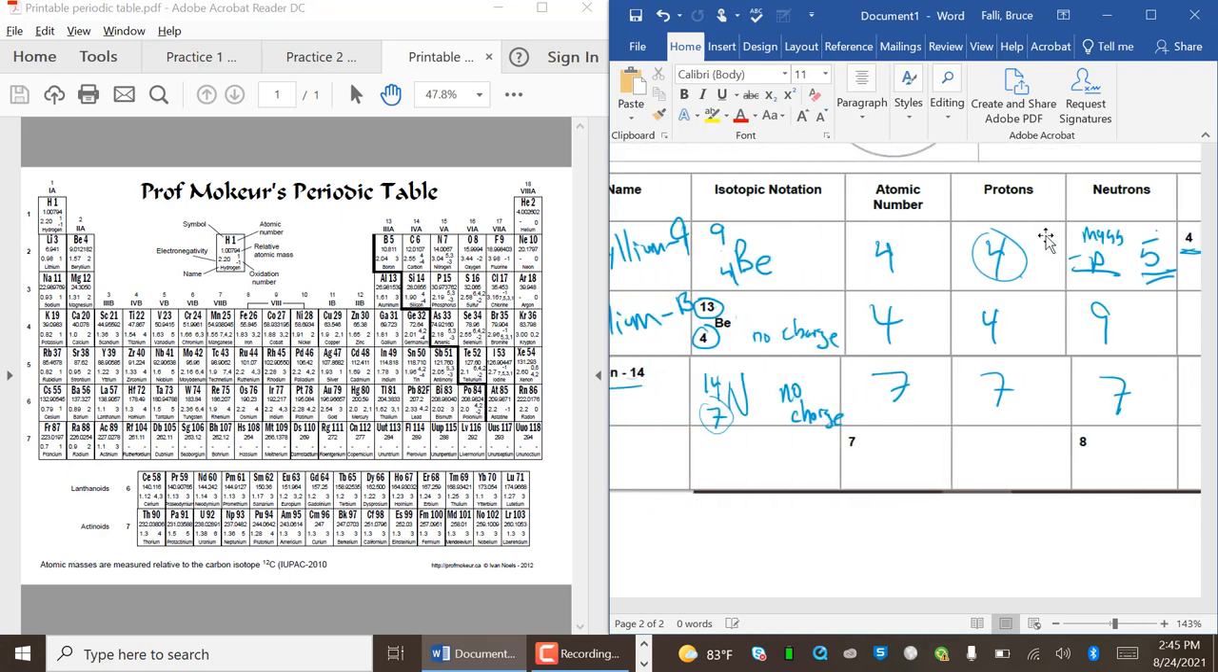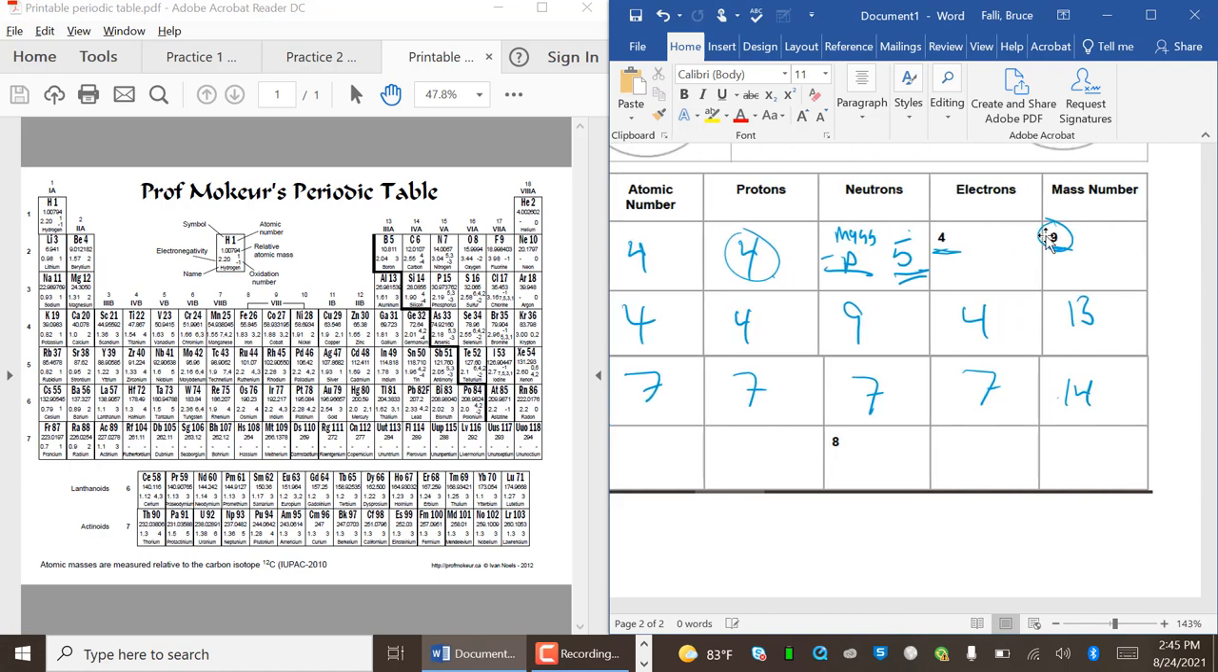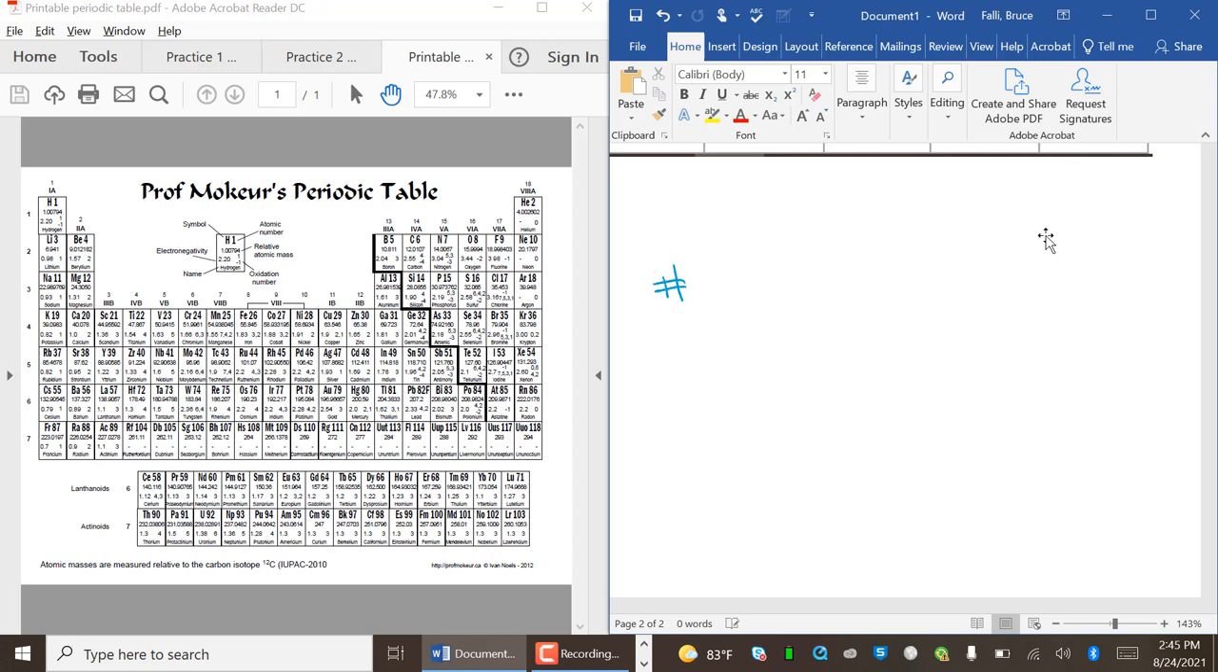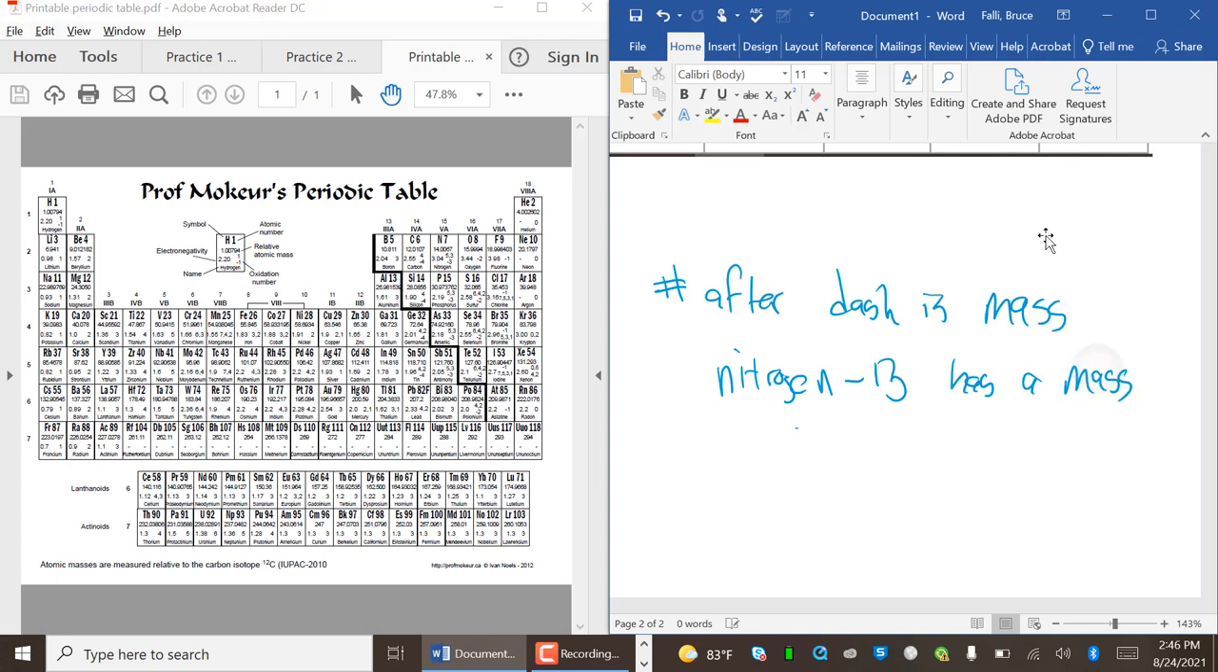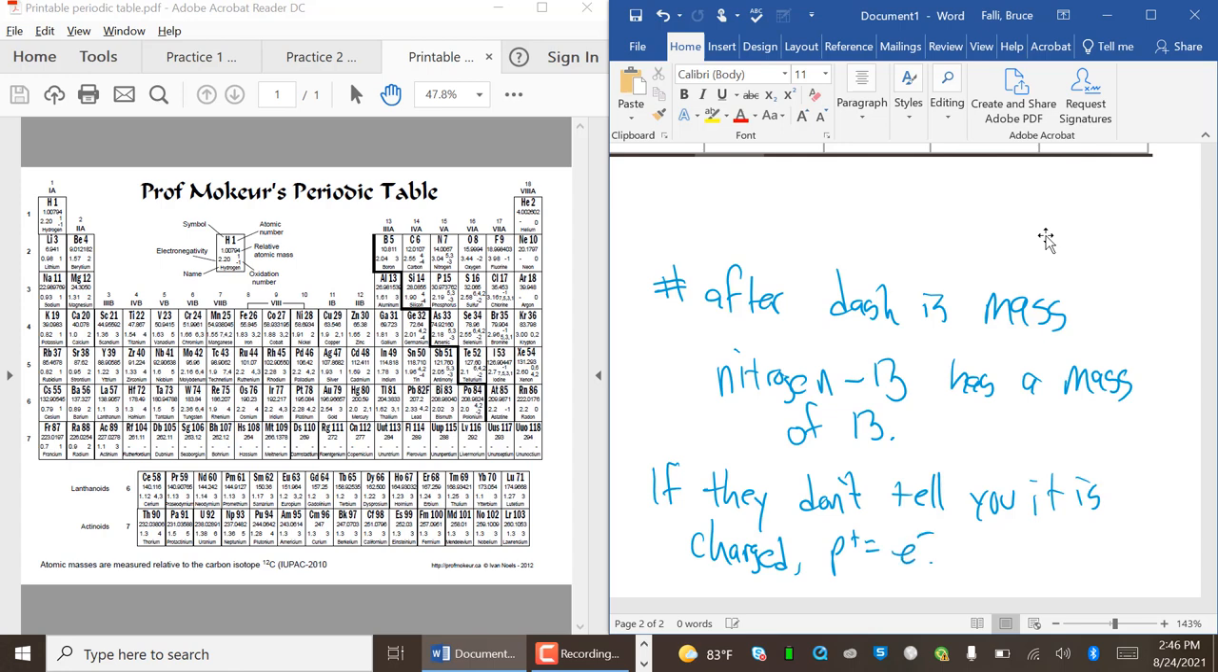Mass number, top number, or the number after the dash, it's 14. So the number after the dash is mass. That's what we learned. So nitrogen dash 13 has a mass of 13. The other thing we learned is if they don't tell you it is charged, protons equal electrons. That's it.